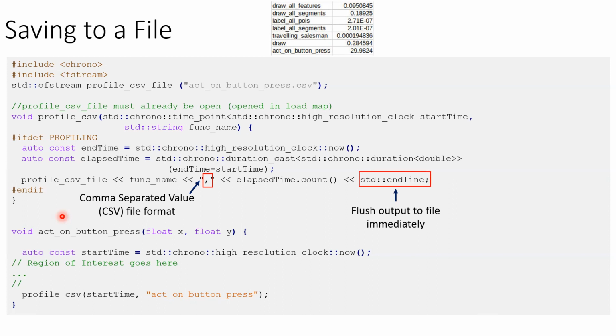And this code will then generate a table like this, that has the record of all of the functions that you called and the time in seconds for each of the functions. Make sense? And for act on button press, it will output act on button press and 29.98 seconds.